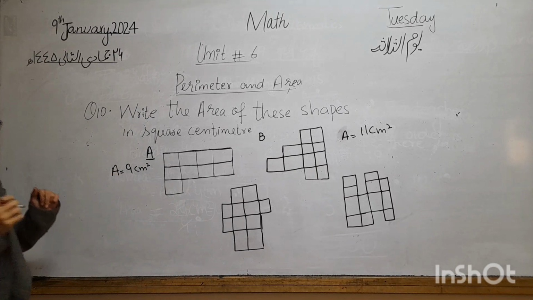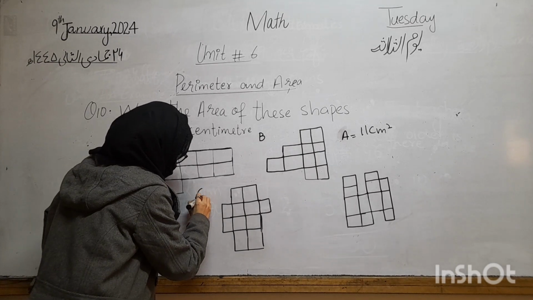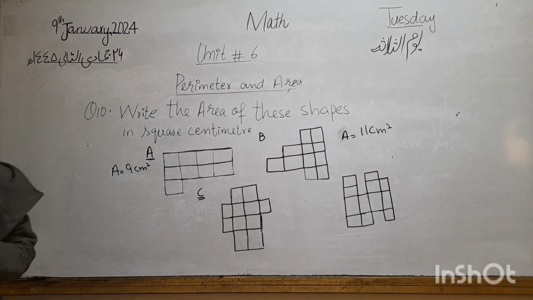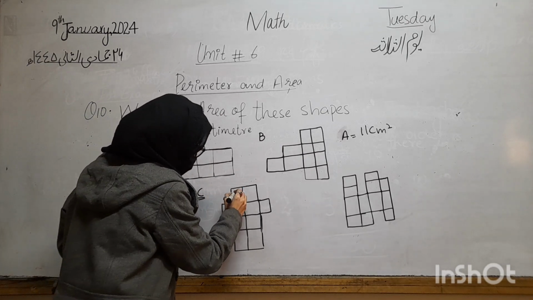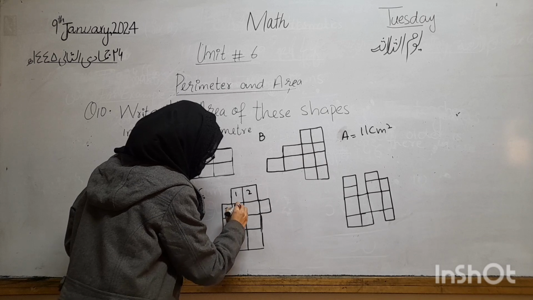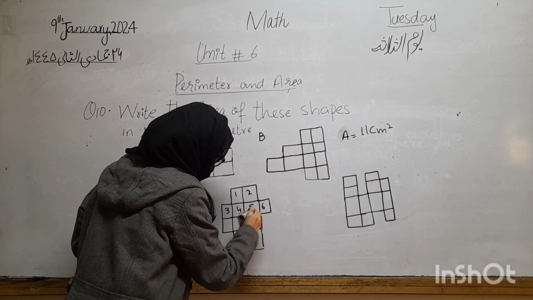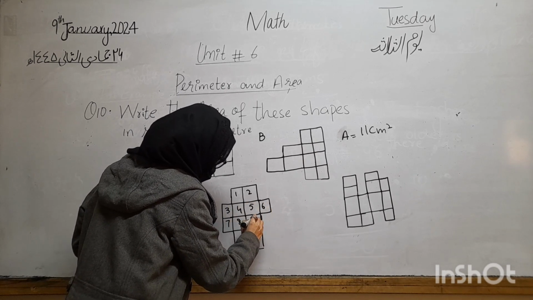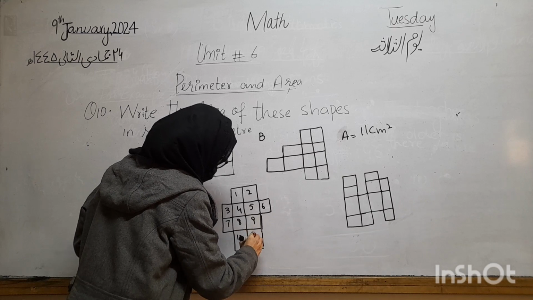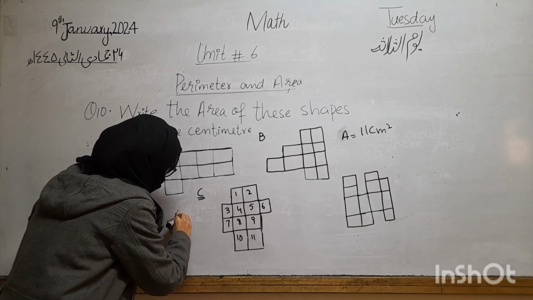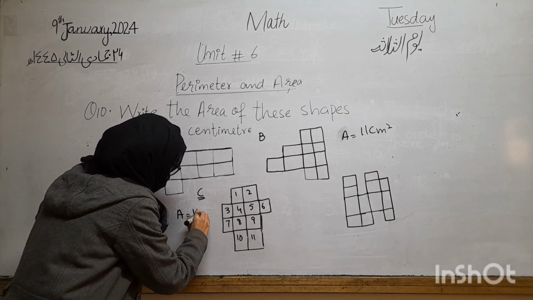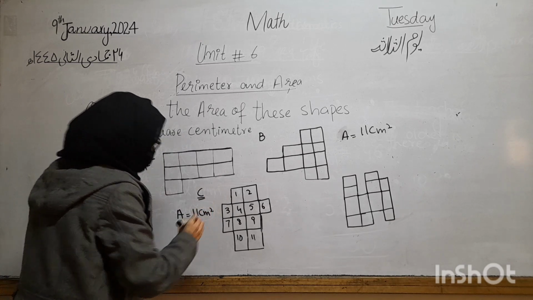Now in C part, tell me Hussein, how many squares in C part? Good. 1, 2, 3, 4, 5, 6, 7, 8, 9, 10, and 11. So the area of this grid square is 11 centimeter squares.